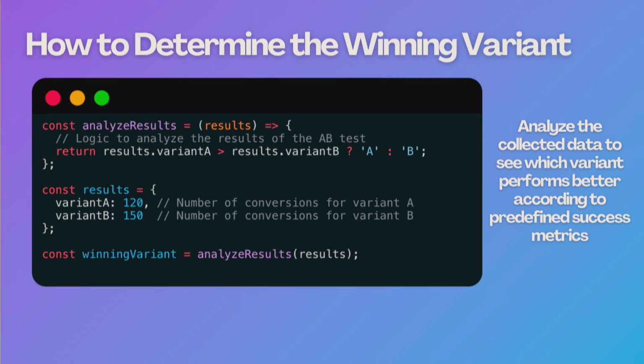How to determine the winning variant? After running the A/B test for some time, you have to analyze the collected data to see which variant performs better according to predefined success metrics. Here on the screen, we have the analyzeResult function, which returns variant A or B. And actually, this returns the winning variant, the variant which has the highest number of conversions.